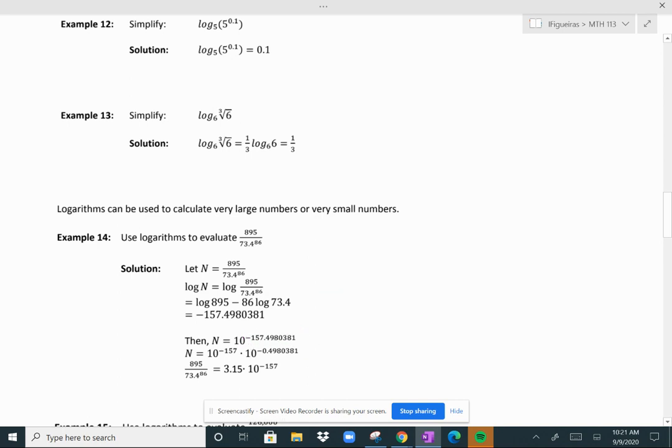10 to the negative 157.49803881 into 10 to the negative 157 times 10 to the negative, and there's that decimal part, because when you're multiplying, you can actually add your exponents. And if I were to add negative 157 and this number here, I would get the negative 157.49803881 that you see above.